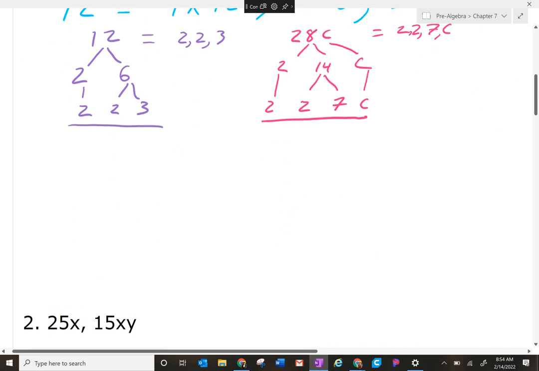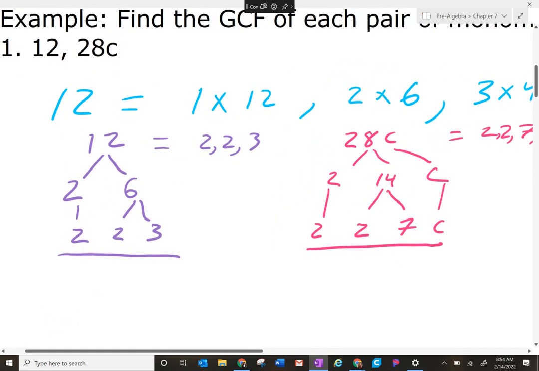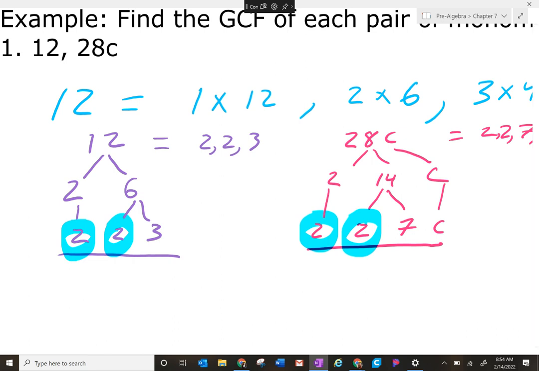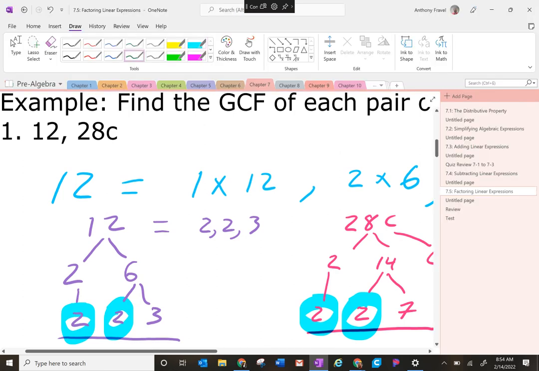What I want to do is I want to see the ones that they both have in common. So this one has a 2 and this one has a 2. They've got another 2 and another 2. Do they have anything else in common that I haven't highlighted yet? This one has a 3. Does this one have a 3? No. This one has a 7. Does that one have a 7? No. This one has a C. Does that one have a C? That's as far as we can go. So all the stuff that I highlighted in blue is going to be the stuff that they have in common.